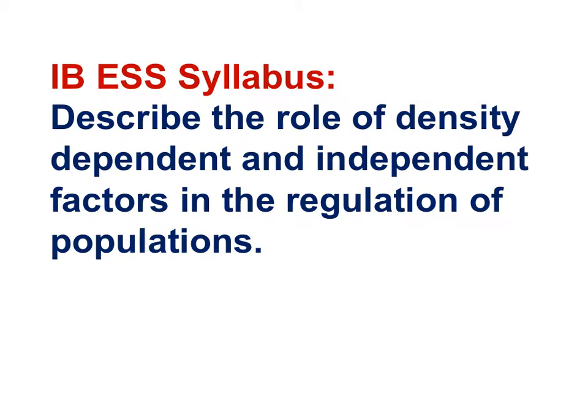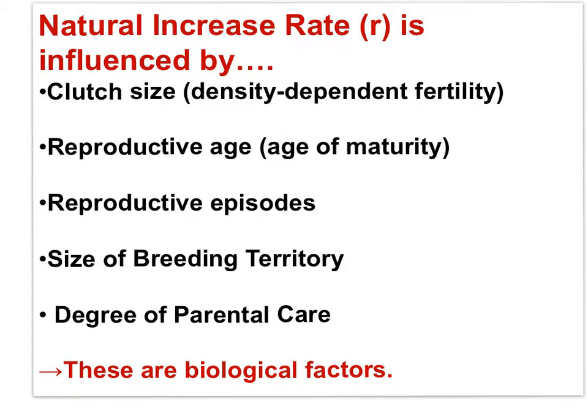As we return to basics, here is the IB syllabus statement. Describe the role of density-dependent and independent factors in the regulation of populations. And with an understanding of density-dependent and independent factors, we need to examine the meaning of the terms internal and external factors as regulators of population growth. Stay tuned. Natural increase rate is influenced by the clutch size of the species.